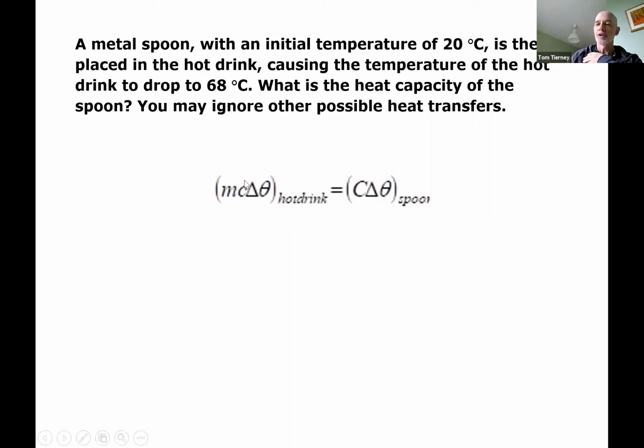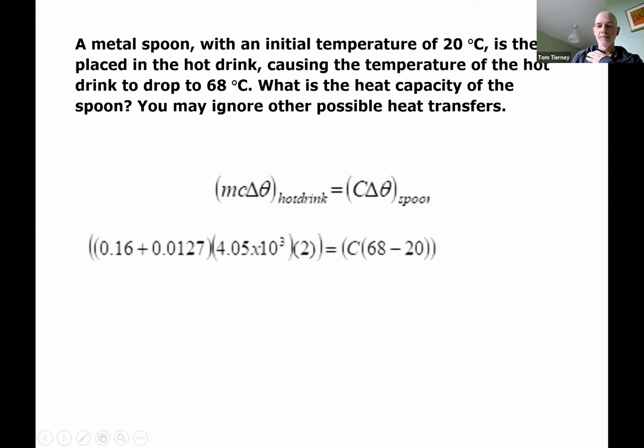But regardless, you put the spoon in, the spoon is colder, so the spoon will heat up and the drink will cool down. The hot drink, that's a change in temperature, so it's mc delta theta. And the spoon is a change in temperature. We're not asked for specific heat capacity, just heat capacity. So we don't care about the mass. This is the heat capacity of the spoon, of the object. So it's a capital C, delta theta. So put them equal, sub in, you have all the numbers. Again, we're going on the basis that the energy lost is equal to the energy gained. You sub in, C is the only thing you don't know, and it works out to 29.143 joules per Kelvin.